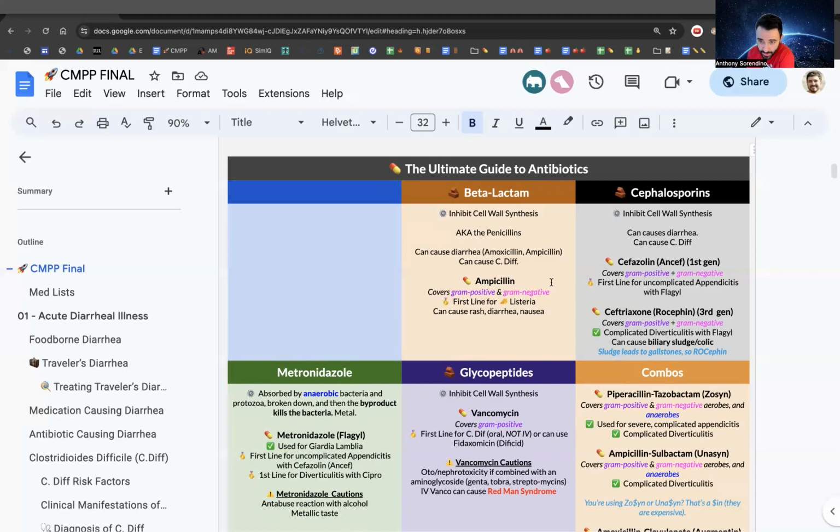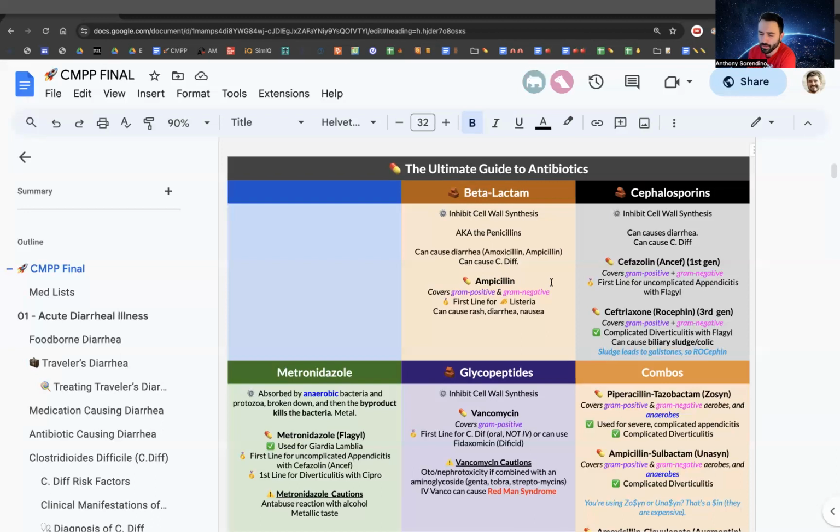Cephalosporins. We talked about cefazolin, which is Ancef. That's that first gen. Remember, we talked about this with the flagon mnemonic, which is for appendicitis. So it's first line for uncomplicated appendicitis. Despite it being a first gen, it actually does cover gram-positive and gram-negative. Ceftriaxone, Rocephin, ROC. We mentioned this with ROC, flag, and eagle.